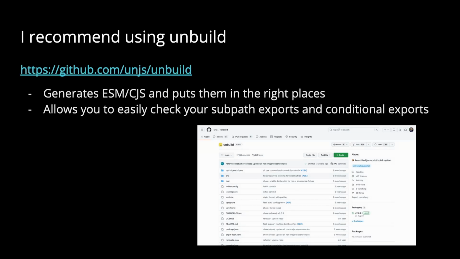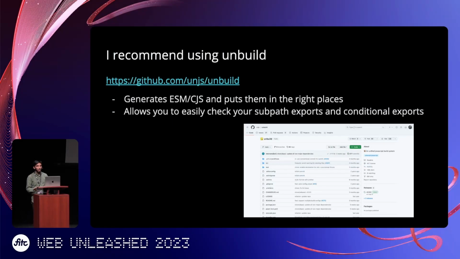That's a lot, and it can even be complicated to set up a build system to emit all of that. So I would really recommend not worrying about too much of it and using a tool like Unbuild. You can also look through their source code, because it's completely open source, to understand the fundamentals of how these things are emitted in case you want to handwrite something yourself. Unbuild generates ESM and CJS and the types and puts them in the right place, and also checks for you if all your exports with subpaths and conditionals are set up correctly.